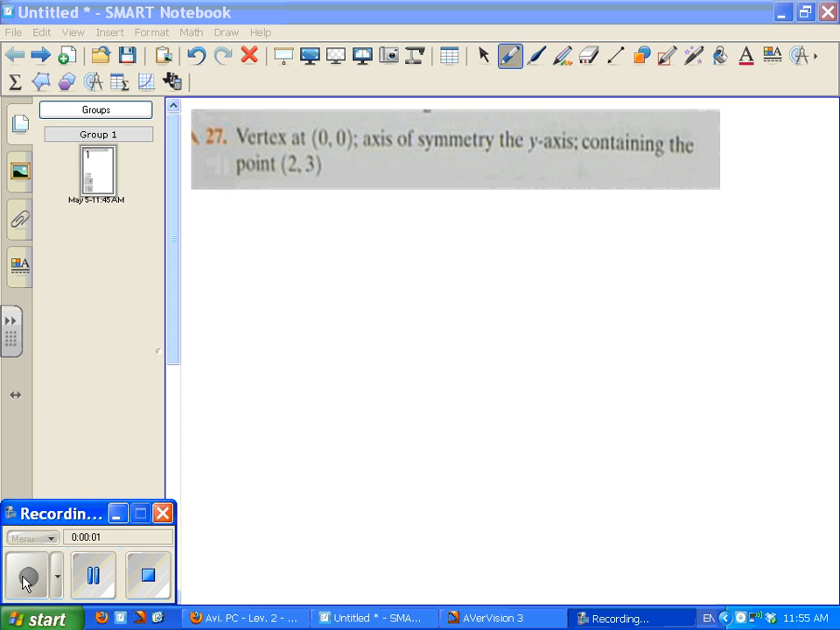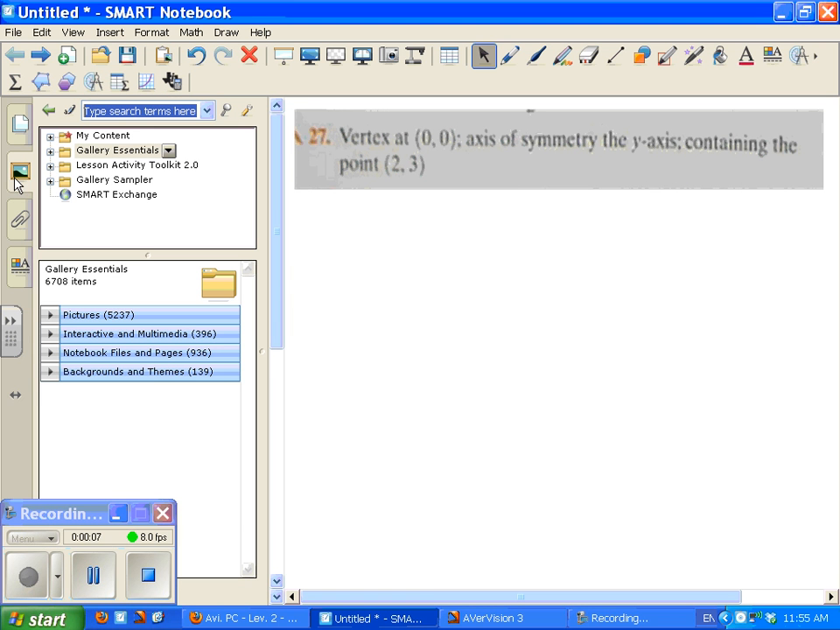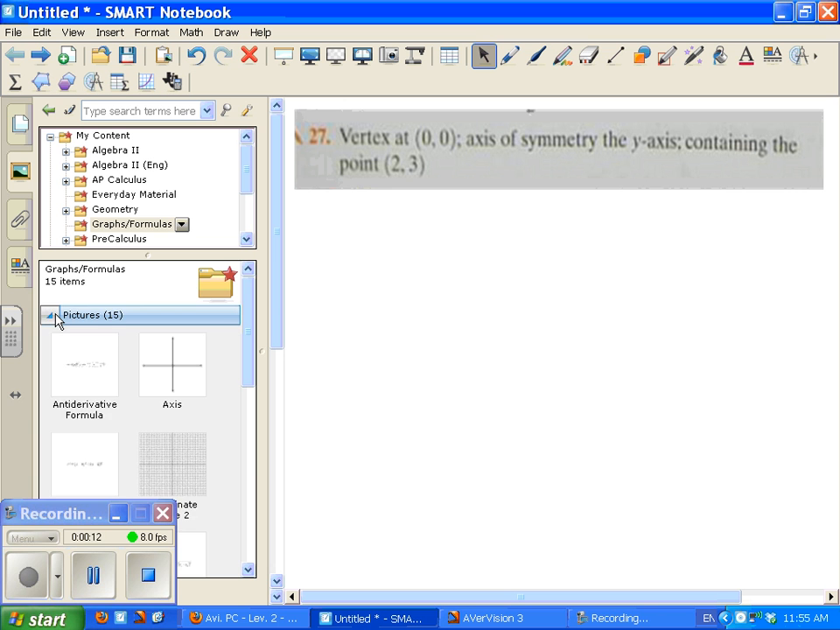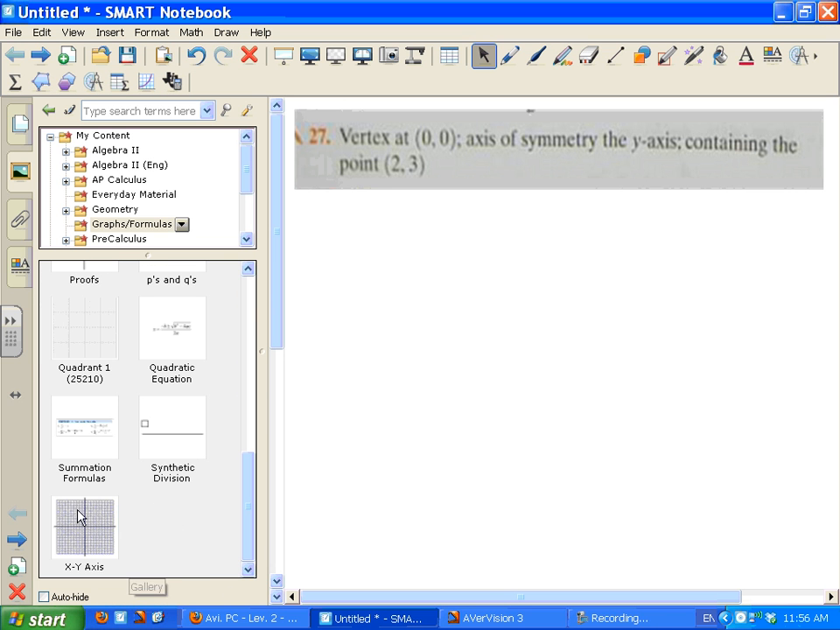The vertex is at 0, 0, the axis of symmetry is the y-axis, and it contains the point 2, 3. I always think that sketching a picture right along with these problems is your best bet, because then at least you can get it oriented the correct way.